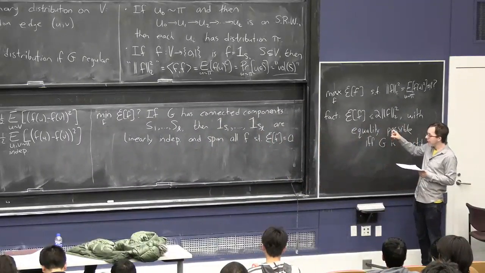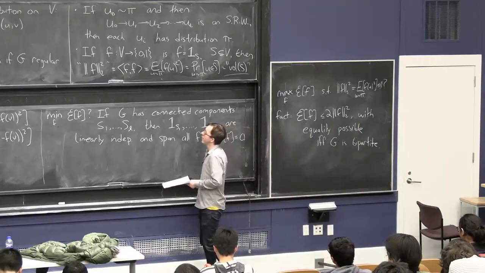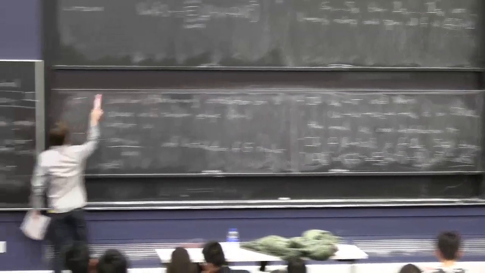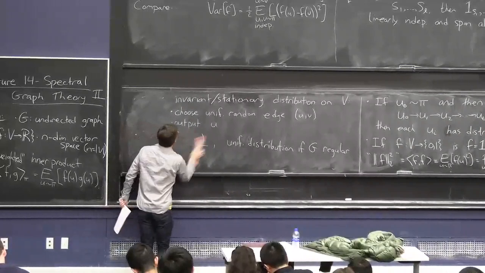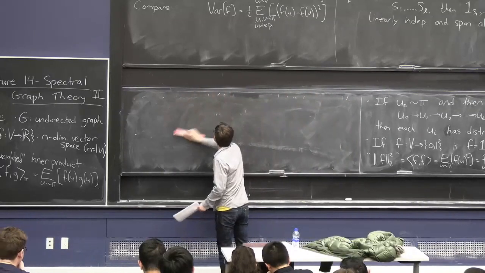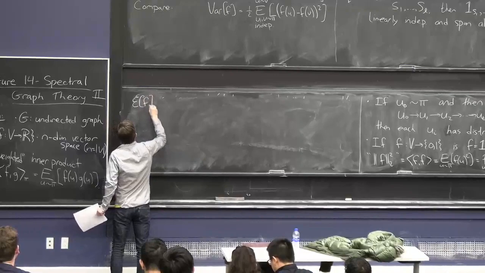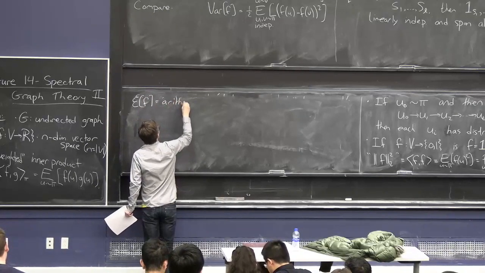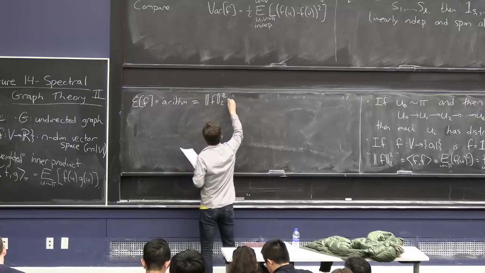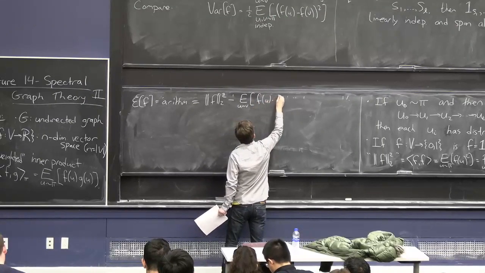OK, so let me remind you of a couple of details about how we proved this little fact. It started just by expanding the definition of the quadratic form curly E. I will omit the arithmetic, but it went like this. This curly E of f, by some arithmetic, equaled this 2 norm squared of f minus this quantity, the expected value over a random edge uv of f of u times f of v.